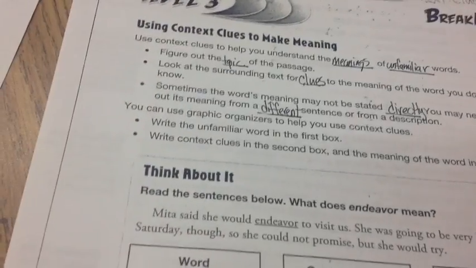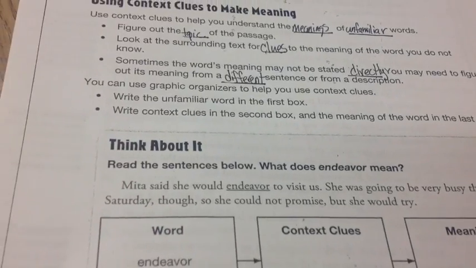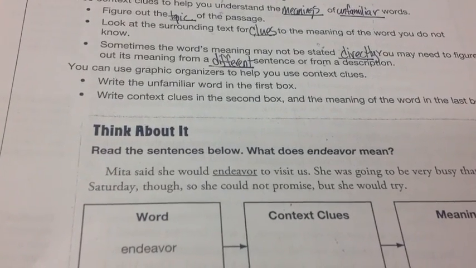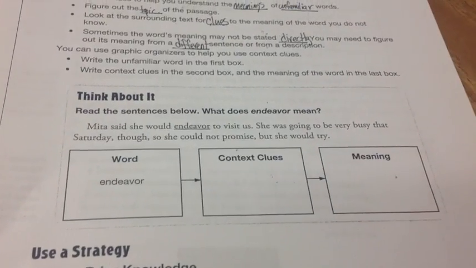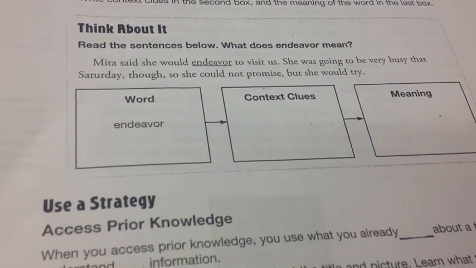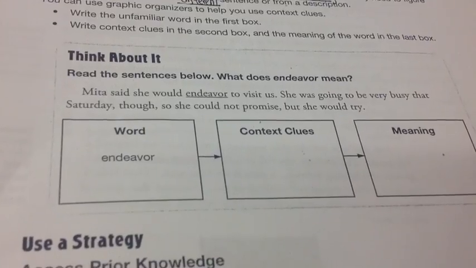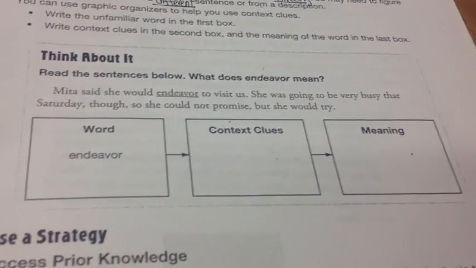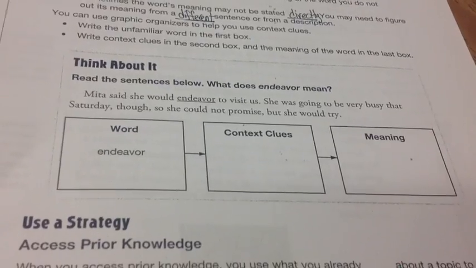You can use graphic organizers to help you use context clues. Write the unfamiliar word in the first box. Write context clues in the second box. And the meaning of the word in the last box. All right, so let's think about it. Read the sentence below. What does endeavor mean? Mita said she would endeavor to visit us. She was going to be very busy that Saturday, though, so she could not promise, but she would try.